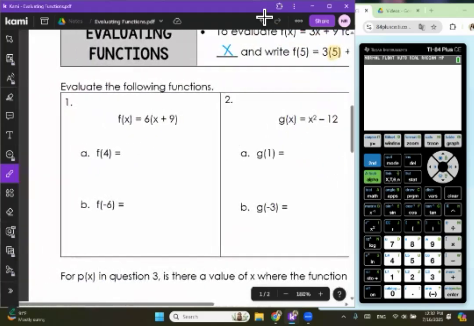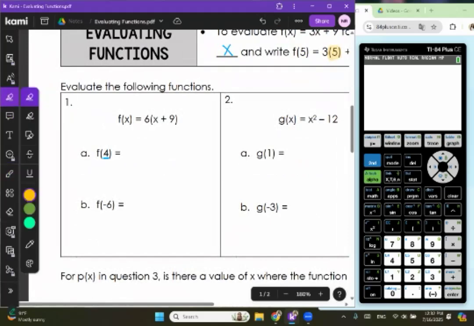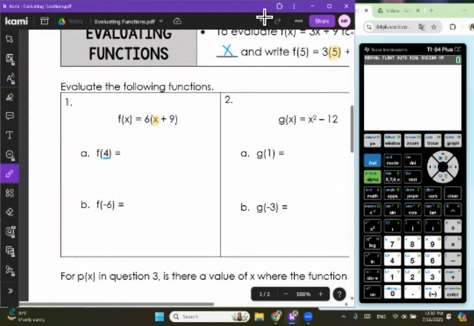So evaluate the following functions. Here, they're asking us to evaluate f of 4, meaning put a 4 anywhere you see the x, okay? So we're going to take 6 parentheses, it already exists, but because we want to swap the x out with the 4, put my 4 in parentheses, plus 9 parentheses again.